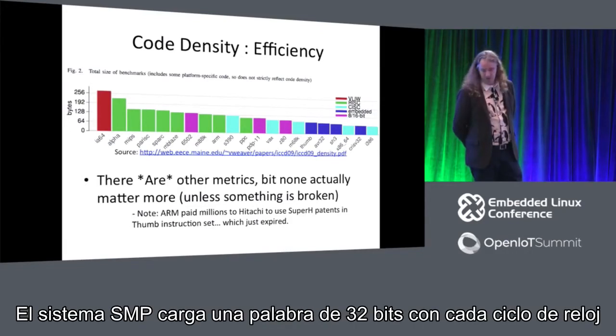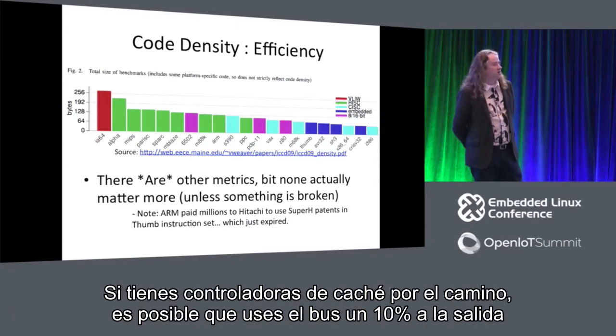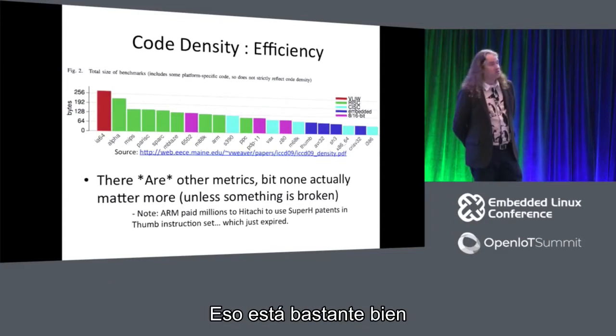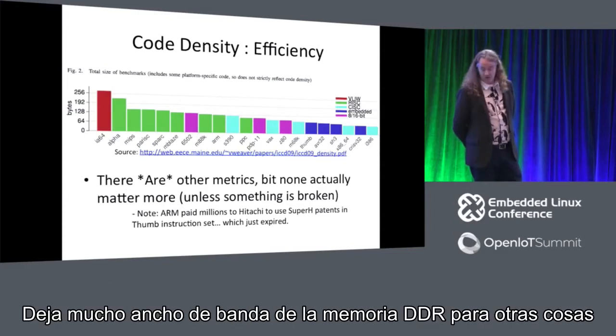You have an SMP system. You load one 32-bit word every single clock cycle. If you have cache controllers in the way, you might get 10% bus utilization on the outside. That's pretty good. It leaves a lot of DDR memory bandwidth for other things.